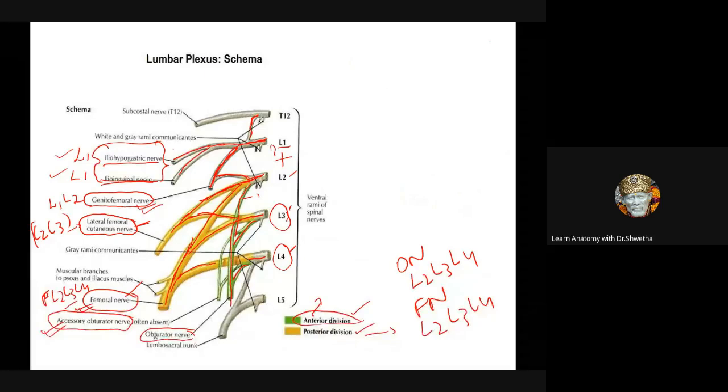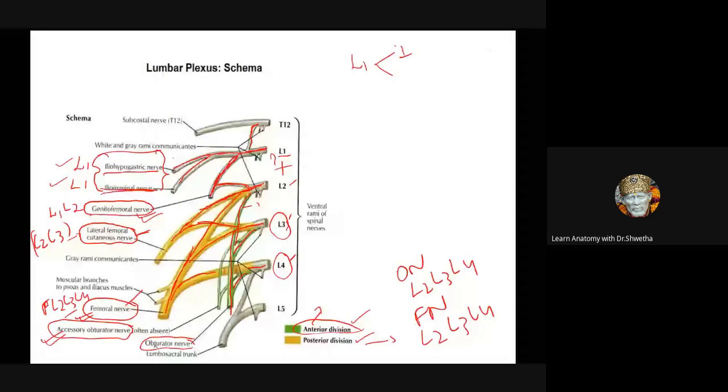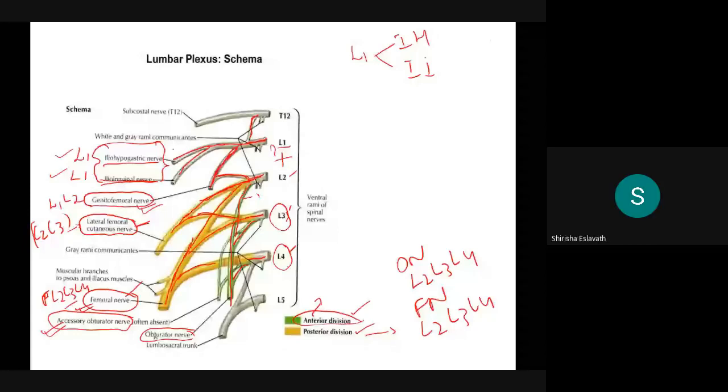Excellent, excellent. Now you tell me the branches of L1. What were the branches, students? Iliohypogastric and ilioinguinal. Very good. L1, L2. Genitofemoral nerve. Very good. Now, posterior branch of L1, L2.